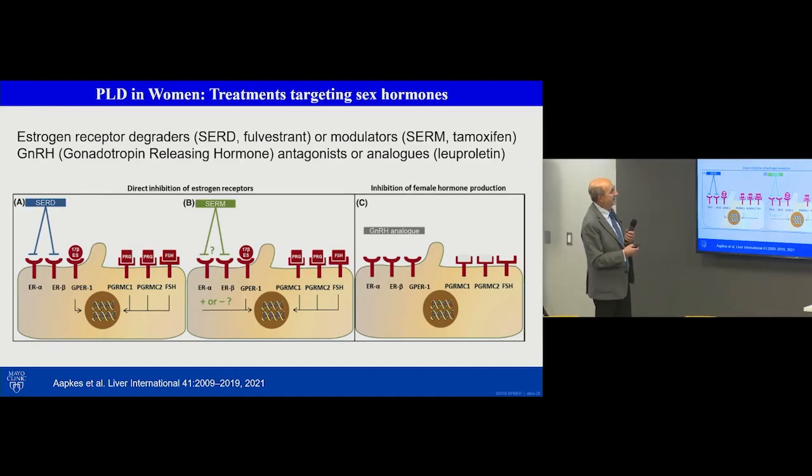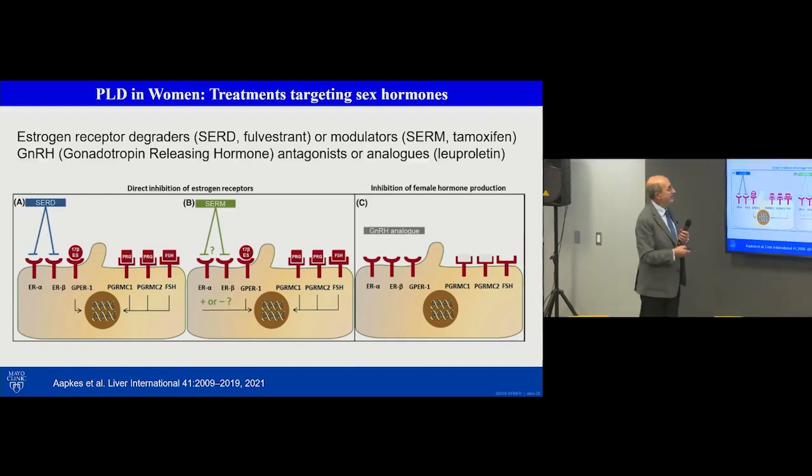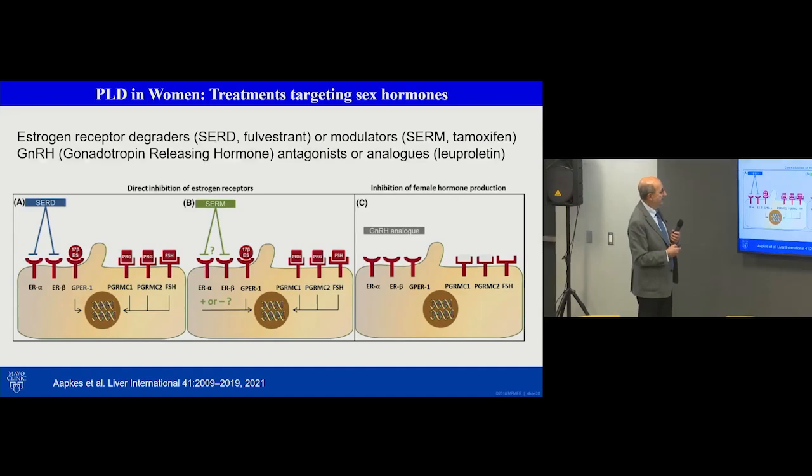In terms of estrogen receptor degraders, there is one called fulvestrant that is available, but I believe it is very expensive and there are no data available on that. Tamoxifen, as an estrogen receptor modulator, has different results depending on the tissue. It's useful in breast cancer in some patients who are estrogen receptor positive, but in some other tissues it can stimulate proliferation. So tamoxifen has some pros and cons. The gonadotropin releasing hormone antagonists are very expensive and not readily available.